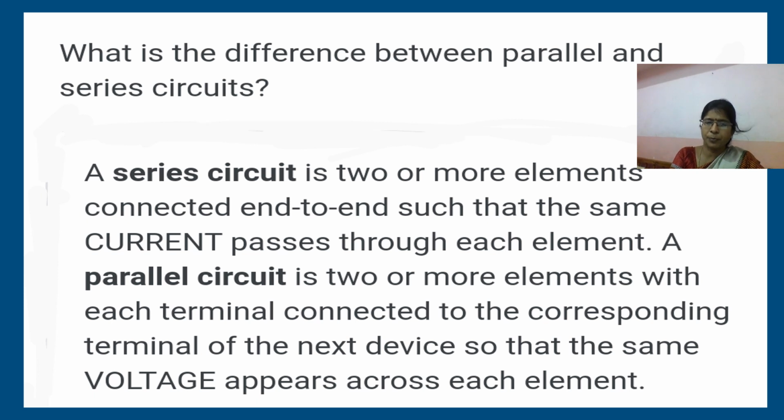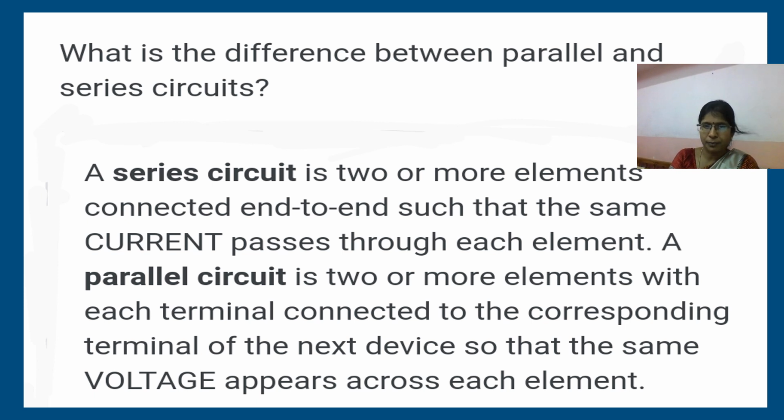Whereas in a parallel circuit, two or more elements have each terminal connected to the corresponding terminal of the next device. That is, either the left terminal or the right terminal, one end or the other end. All the corresponding ends are connected to the next device, and the other terminals are connected to the corresponding terminals of the next device. In that way, the same voltage appears across each element. So this is the difference between series and parallel.